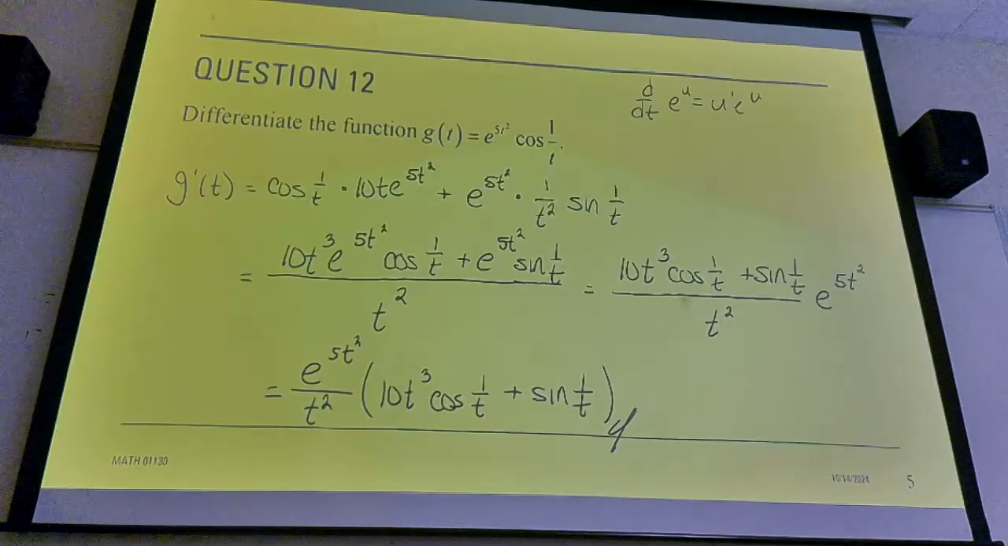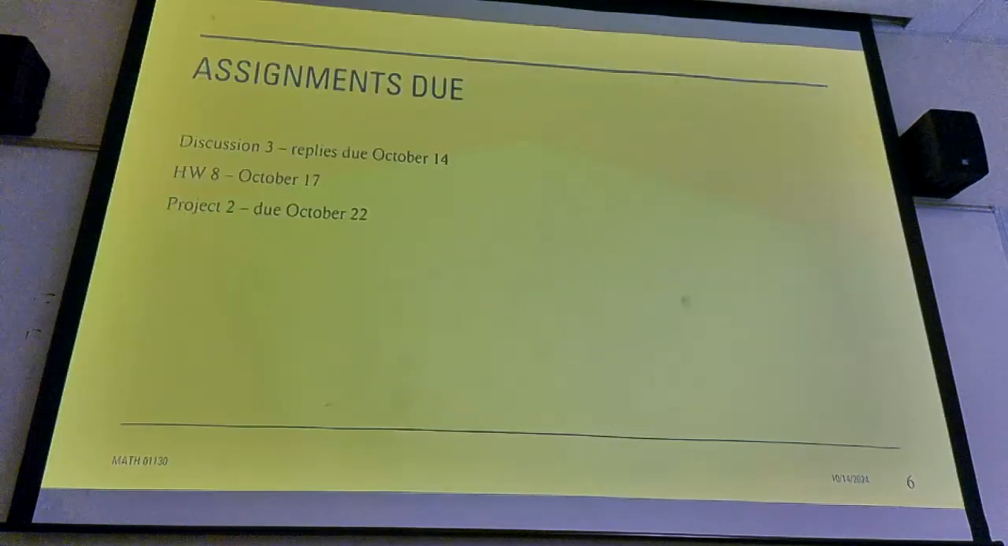Related rates is our first application. So we're almost done with derivatives. Then we look at how to apply them. In the meantime, however, you have a project coming up. So the rest of today's class is for you to work on it.